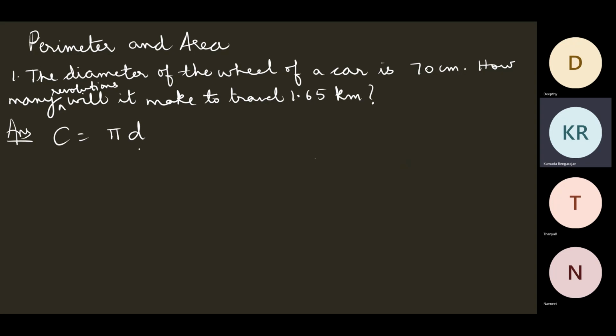Why do we use this formula? Because we are given the diameter. So C is equal to pi d units. That is equal to pi, which is 22 by 7 if nothing is given, into d, which is 70. So on simplifying, you get 220 centimeters. Now, what is this 220 centimeters?